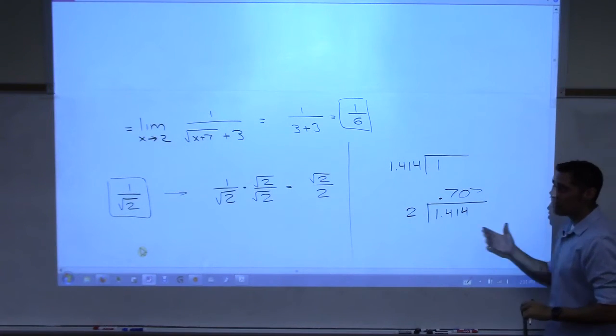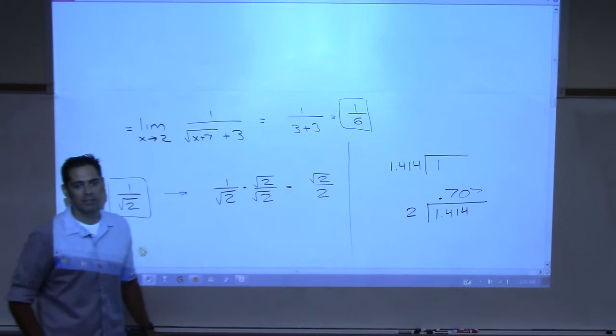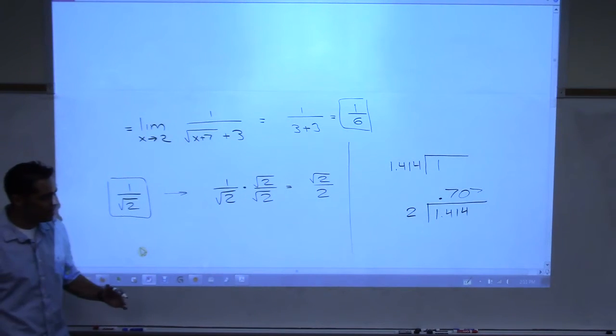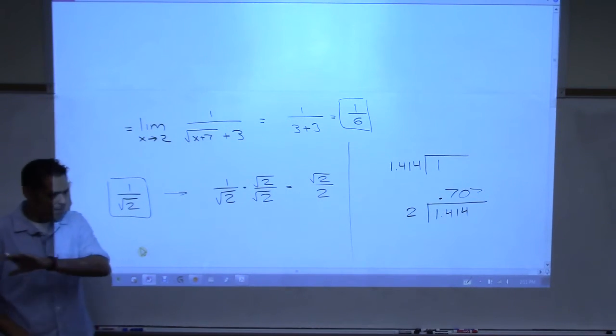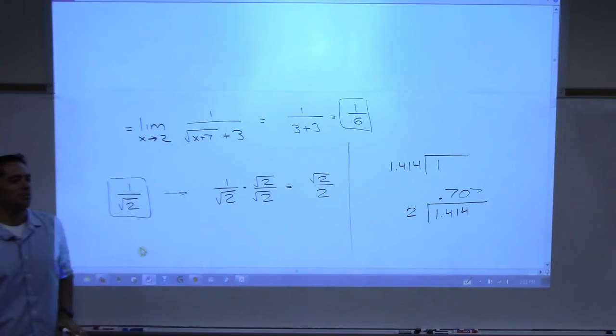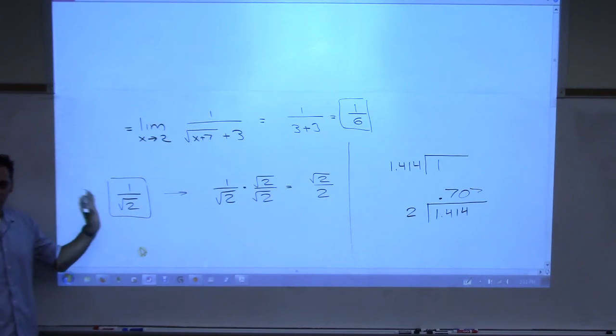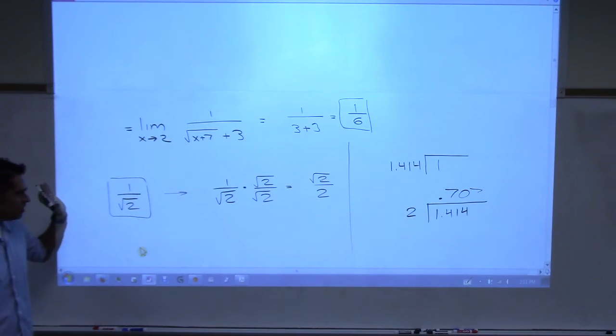So the reason why we rationalized denominators back in the day was because it was easier to compute by hand. But for some reason, it has followed through this entire time, even when I was a student, where teachers still tell students, you must rationalize denominators. And there's absolutely no reason that it's necessary anymore.